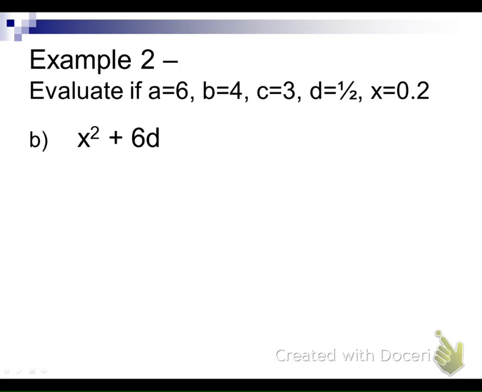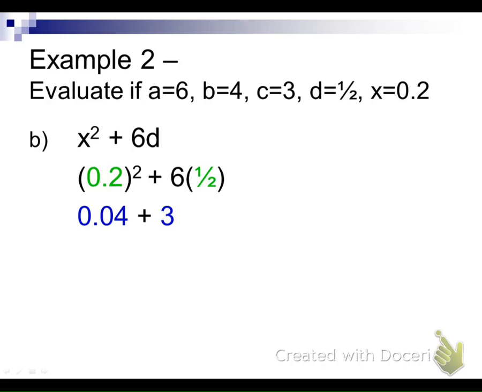Let's look at B. X squared plus 6D. First thing we'll do is substitute our values in. Everywhere I see an X, I'll replace it with a 0.2, and every time I see a D, I'll replace it with a 1/2. 0.2 squared means 0.2 times 0.2. That's 0.04. And 6 times 1/2 is 3. When we add those together, we get 3.04.